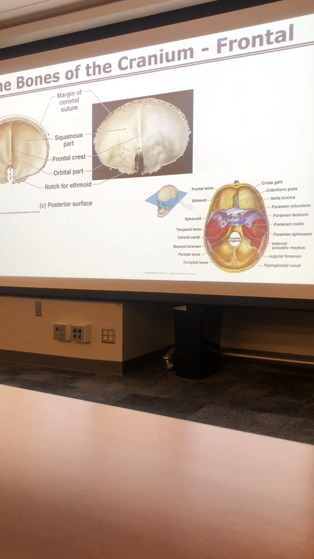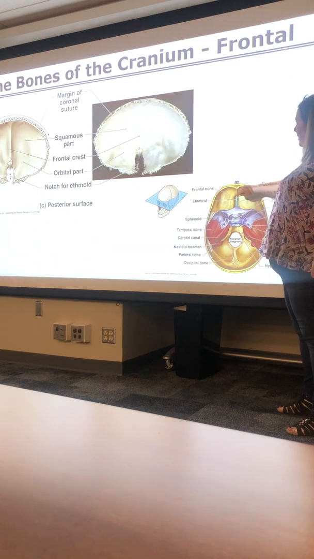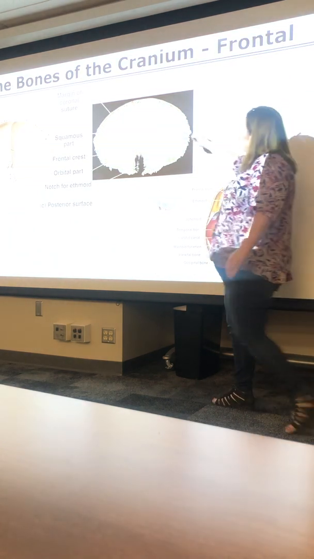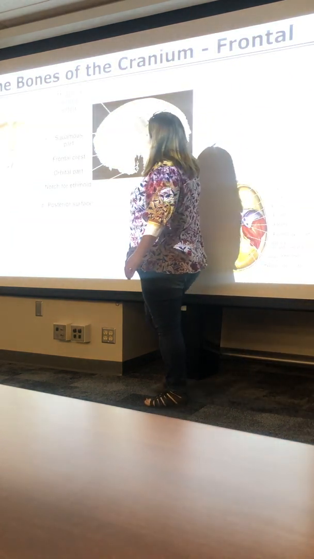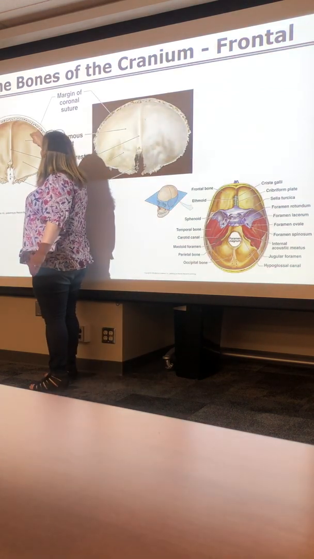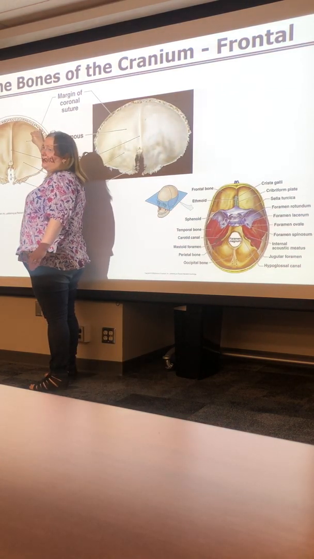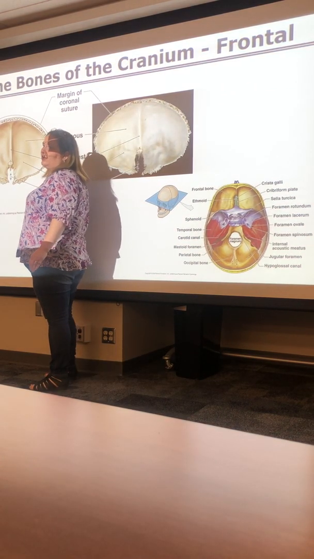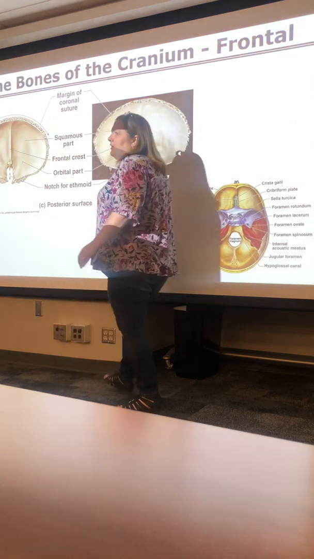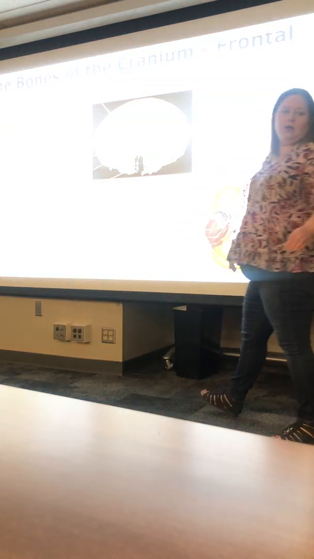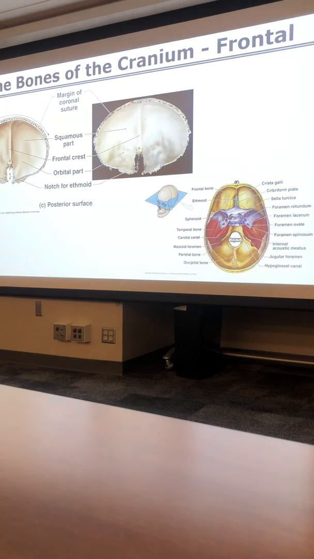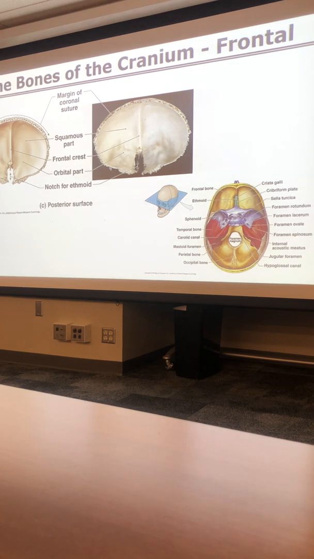I also like this particular image because this really hits home the fact that this bone is a flat bone. And so you have compact bone on each side and spongy bone in the middle. And that spongy bone that's in the middle is often called diploe, D-I-P-L-O-E. And it's that spongy bone that's in between.